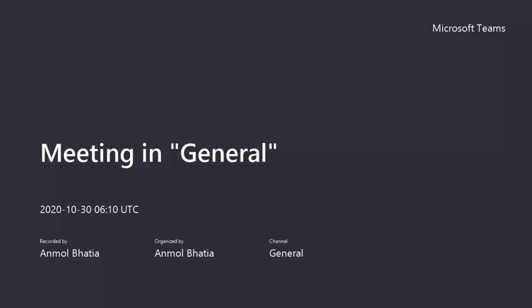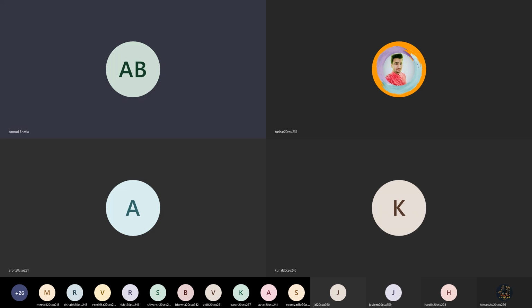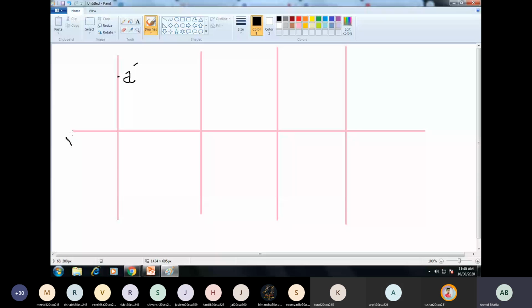First quadrant. So this front view will be made above the XY line, and the top view will be made below this XY line. Okay, this is small letter A. And when the object is in second quadrant, what will happen?